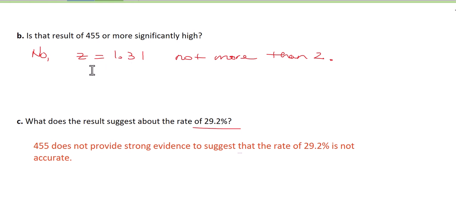So if the z-score had been really high, then we would say that result is unusually high, so we tend to reject that this is the accurate rate. But in this case, we're right along with this rate, so it's not too terribly far apart. So we don't have strong evidence to suggest that the rate of 29.2% is not accurate.